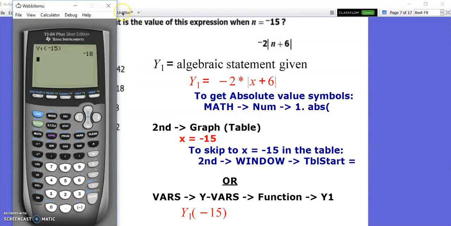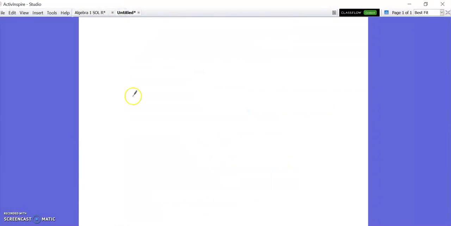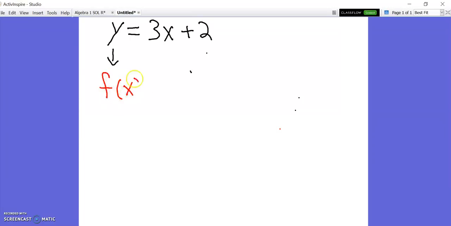The other type of problem you might see are function notation problems. Function notation, or function form of an equation, is when an equation is solved for y, so when y is by itself. So here's an example, 3x plus 2, just something easy. When you're in function form, mathematicians like to write it in what's called function notation, which just means instead of y, they're going to use something else, and they use what's called f of x.